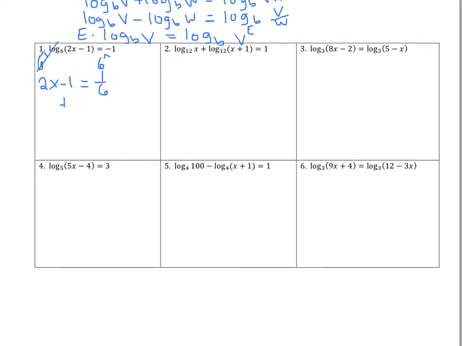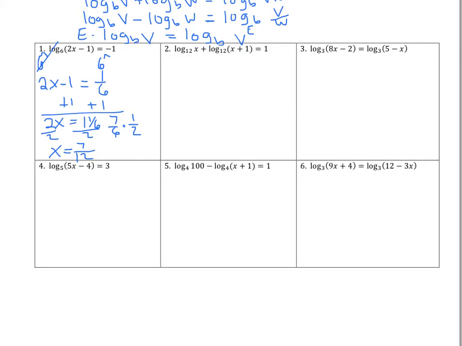Then I just solve like normal, so I add 1. 2x equals 1 plus 1 sixth, which is 7 over 6. Divide by 2: x equals 7 over 6, and division becomes times the reciprocal, which is 1/2. So I have 7 over 6 times 1/2, which is 7 over 12. Go ahead and try number 2. Pause the video, come back, and look at the answer.